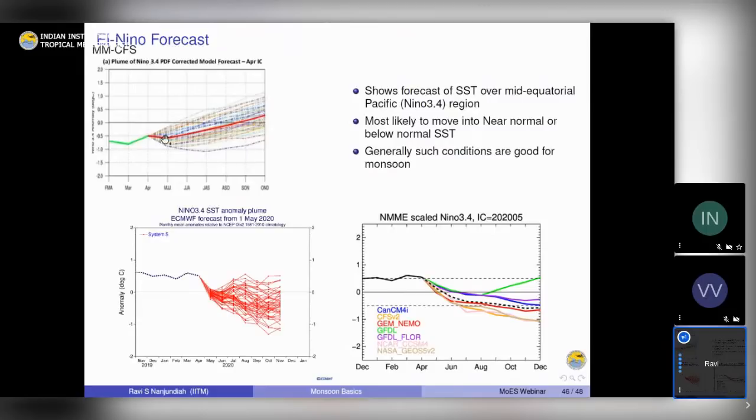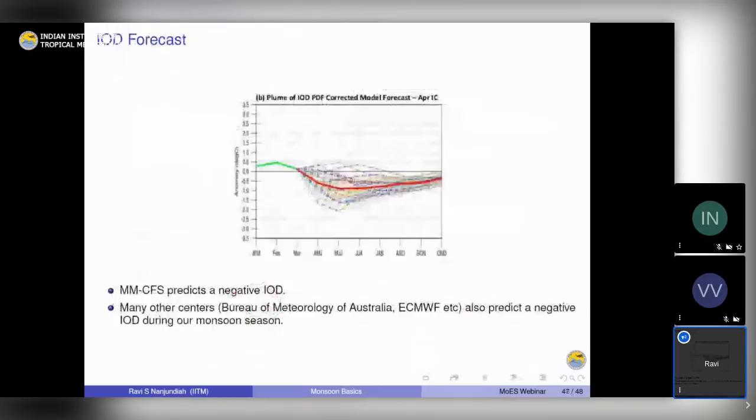And these are the time series of SSTs in the Nino 3.4 region, that is in the Central Pacific. And we'll see that it's below normal for most of the monsoon period. This is from our model, the MMCFS. This is from the Europeans, who also predict a similar condition to happen. And this is from the North American multi-model ensemble, which also predicts that the El Nino is unlikely to occur, that the probability of El Nino occurrence is likely to be low.